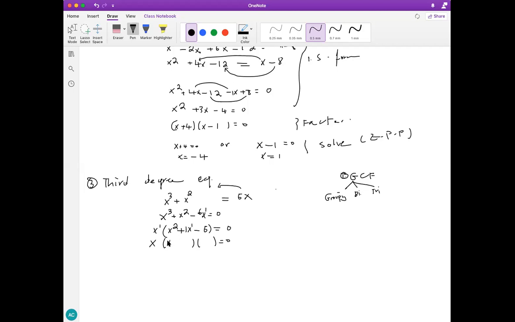The numbers are 3 and 2. What sign should we use?